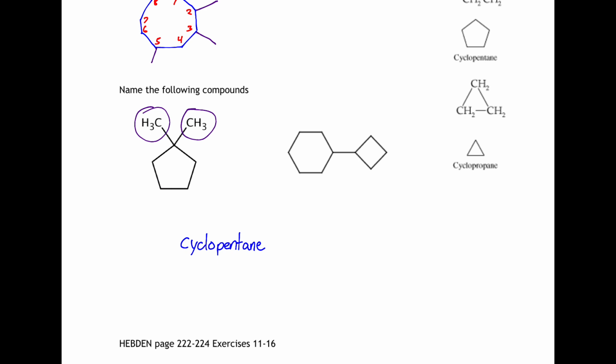So there are 2 of the same group, which gives us dimethyl. Let me rephrase that. It's not a dimethyl group. It's a dimethyl compound. This whole thing has 2 methyls. It's not a 2-methyl group. That's wrong. Okay, so dimethyl is what I want to write.